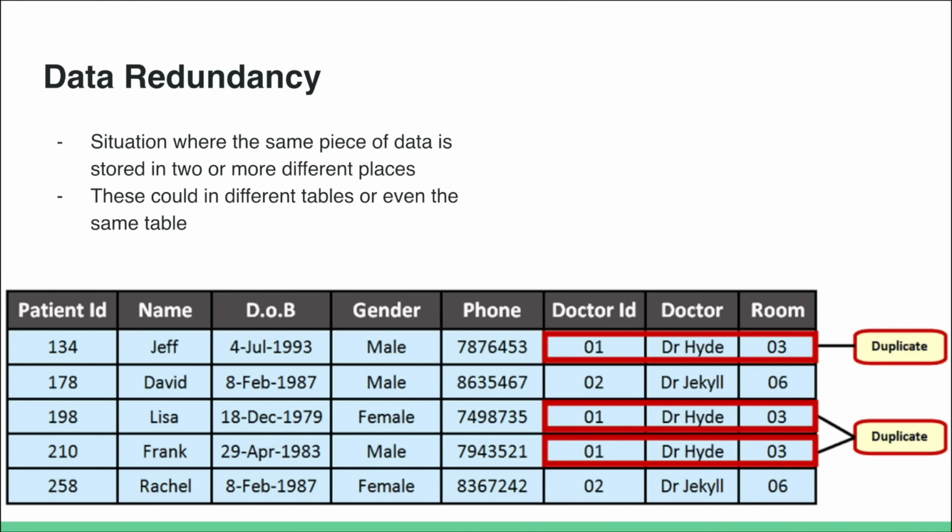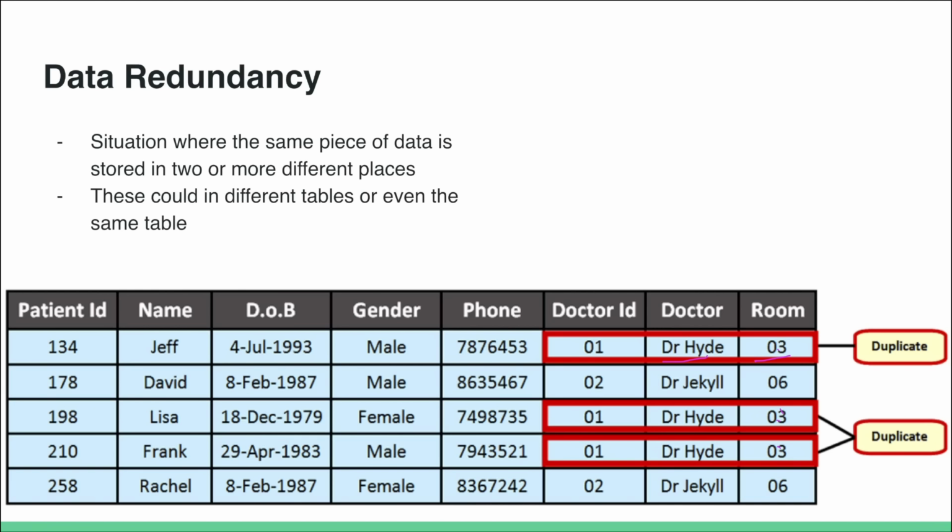The next concept is data redundancy, and this is a huge concept. Data redundancy is a situation where the same piece of data is stored in two or more different places. For example, if we look at this table right here, we have a doctor ID, the corresponding doctor, and the room for that doctor, and that's 3 times in the database. We don't need to have it in the database that many times. We could just have a foreign key to a table with all the doctors, and that would be sufficient.